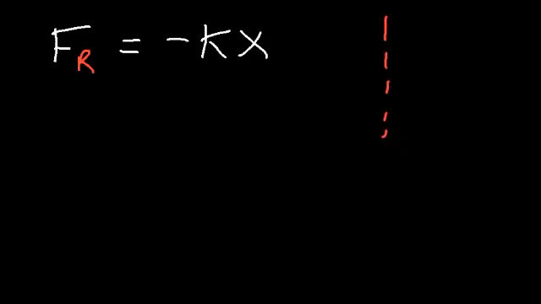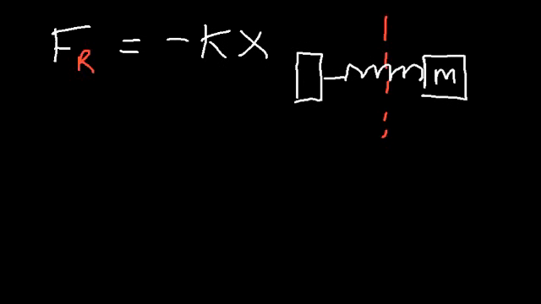Now, according to Hooke's law, the restoring force is equal to negative k times x. x is the distance measured from the equilibrium position. So let's say this is the wall and we have a spring, and here's the block of mass m. The distance between where the spring is located and the equilibrium position is x. At the middle, at the equilibrium position, x is 0. So the restoring force will always be 0 at the equilibrium position.